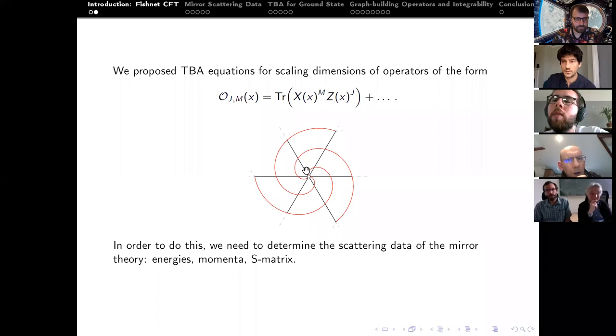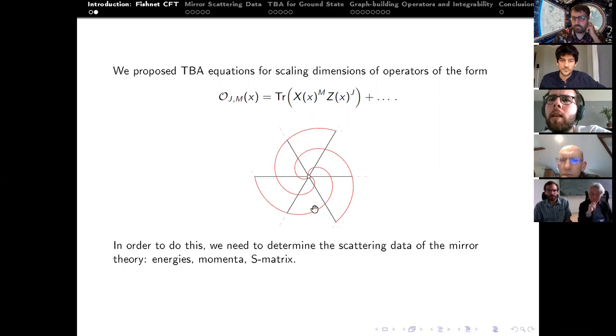For instance, this type of graph appears in the mixing matrix for this operator. Because of course there is mixing as soon as you have more than two X and two Z: you can rearrange them, and because they do not commute, there is mixing between different operators. That's why, technically, to have an operator with a definite scaling dimension, you have to add some linear combination of these different traces permuting the fields. And these graphs represent a typical element of the mixing matrix. In this kind of drawing, the black lines will be the Z propagators, and the red lines will be the X propagators.